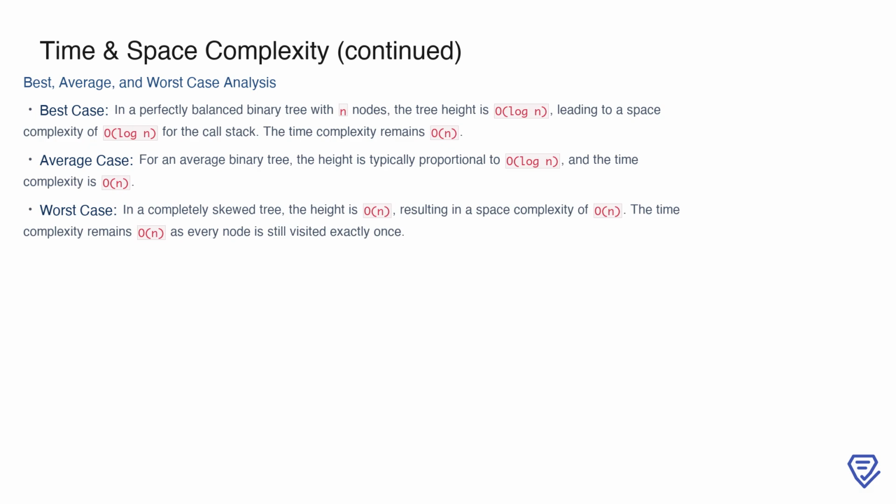Let's break this down further by analyzing the best, average, and worst cases. In the best case of a perfectly balanced tree with n nodes, the height is O(log n), resulting in a space complexity of O(log n) for the call stack, while the time complexity remains O(n). For an average binary tree, the height is typically proportional to O(log n) as well, so the space complexity is still O(log n), with a time complexity of O(n). In the worst case, a completely skewed tree has a height of O(n), leading to a space complexity of O(n). However, the time complexity remains O(n) across all cases, as every node is still visited exactly once.